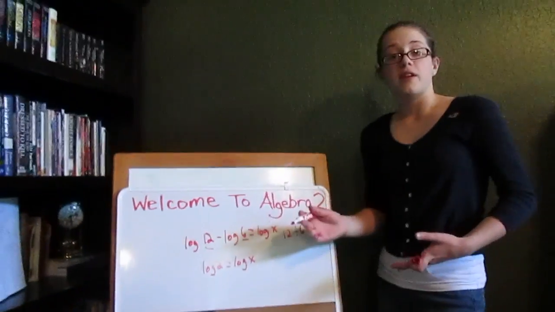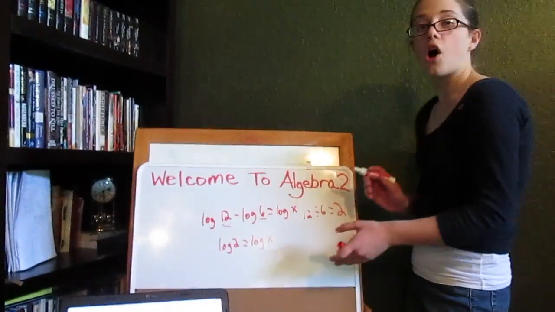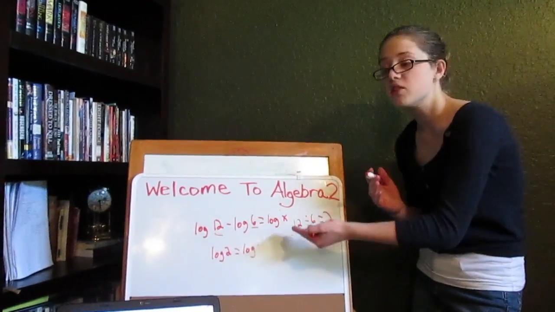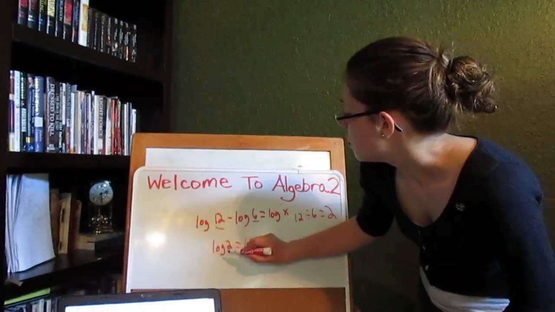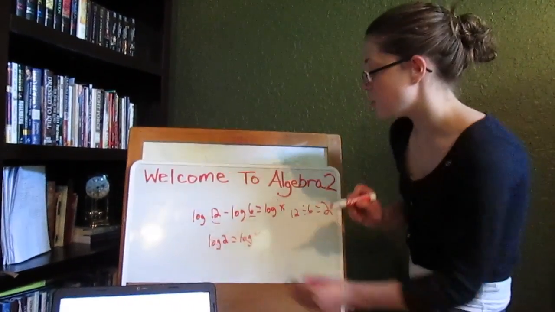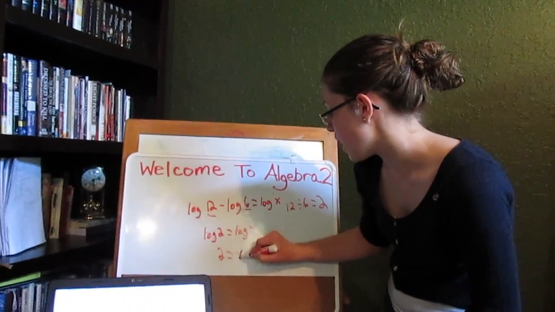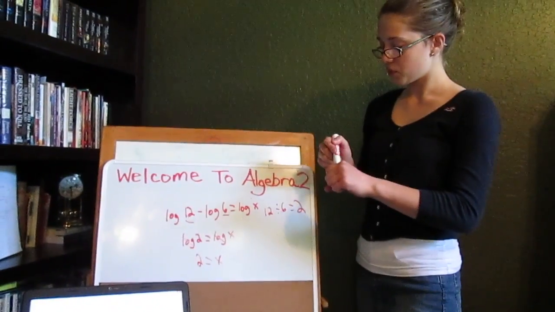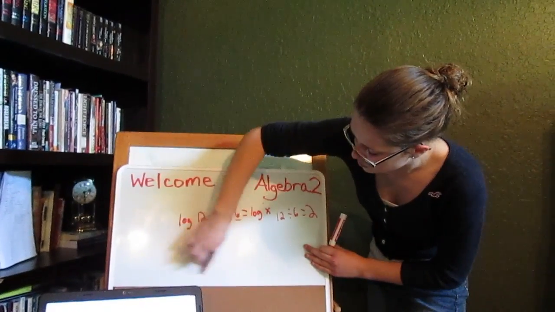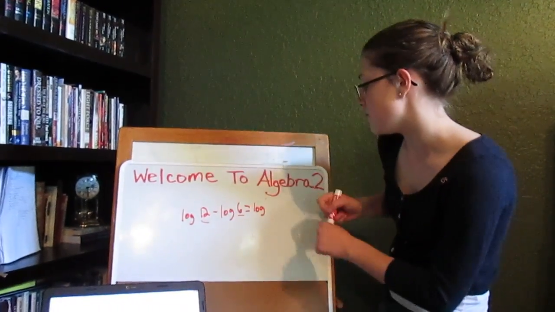The equality property of logarithms states that when the bases of logarithms are equal, and they're both 10, even though they're not written, they're both the common logarithm, the arguments are equal. So since the bases are the same, you can just eliminate the logarithms, and you are left with 2 equals x, the solution. If you feel like you need to check and make sure this solution is correct, you can substitute 2 for x in the original equation.